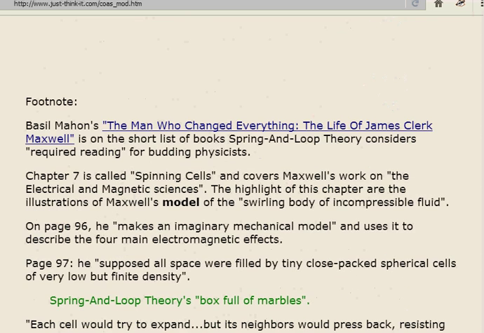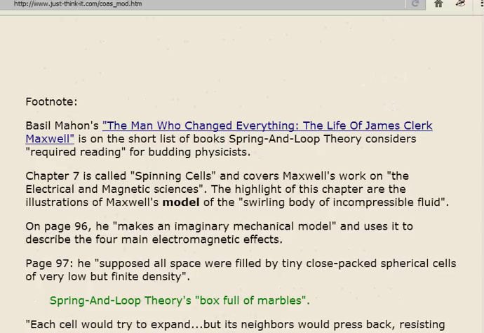Footnote: Basil Mahon's The Man Who Changed Everything, The Life of James Clerk Maxwell, is on the short list of books Spring and Loop Theory considers required reading for budding physicists. Chapter 7 is called Spinning Cells and covers Maxwell's work on the electrical and magnetic sciences. The highlight of this chapter are the illustrations of Maxwell's model of the swirling body of incompressible fluid. On page 96, he makes an imaginary mechanical model and uses it to describe the four main electromagnetic effects.